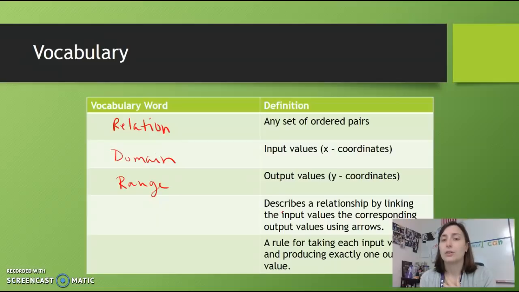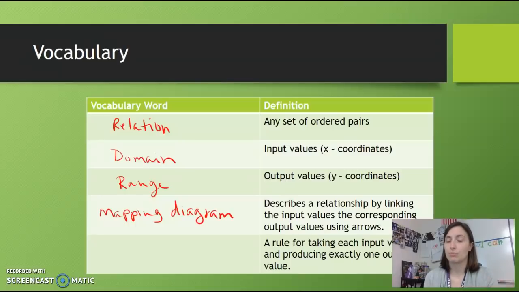So a relationship linking the input values to the corresponding output values using arrows, this is what we call a mapping diagram. And we'll get into that soon enough. But again, that's just a way to describe our relationship, to visually show the relationship between the x-coordinates and the y-coordinates. And then a rule for taking each input value and producing exactly one output value, that's a function.